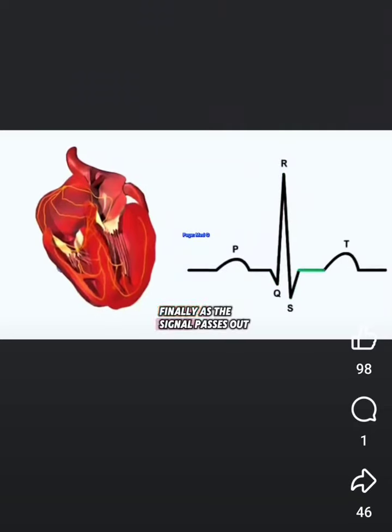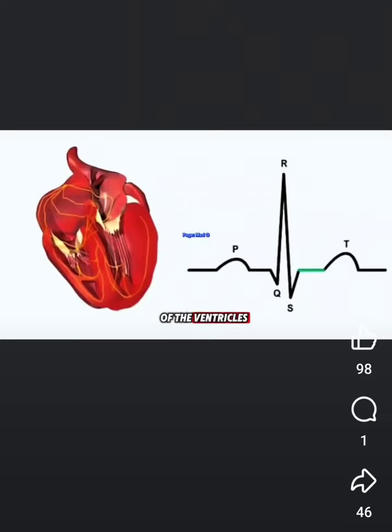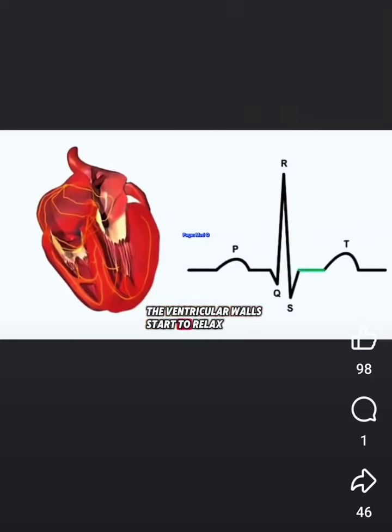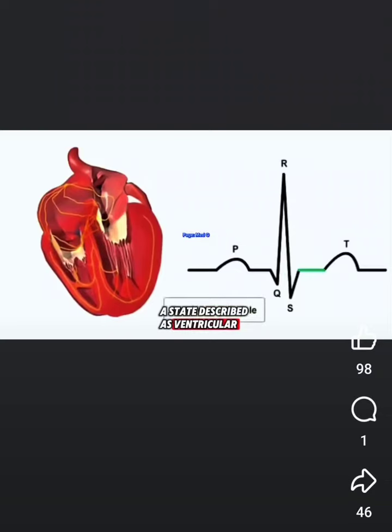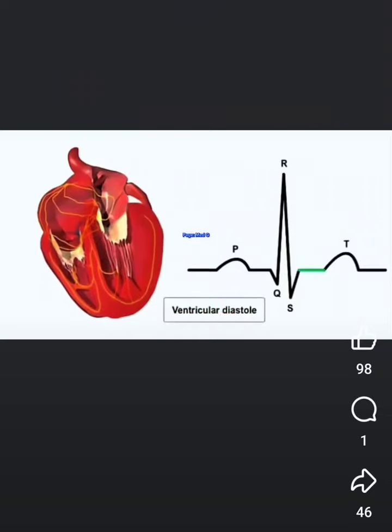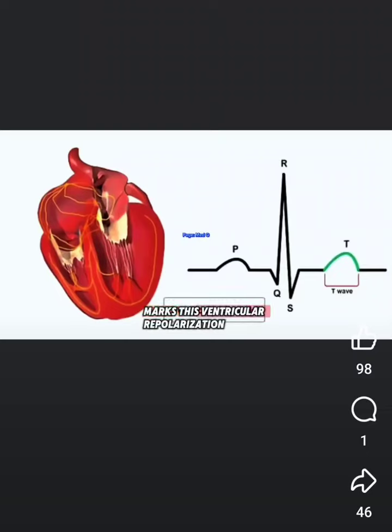Finally, as the signal passes out of the ventricles, the ventricular walls start to relax and recover, a state described as ventricular diastole. The dome-shaped T wave on the ECG marks this ventricular repolarization.